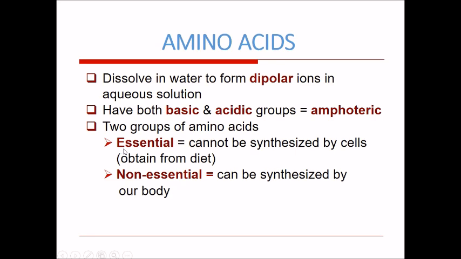The first one is essential amino acids. Essential amino acids refer to the amino acids that cannot be synthesized by the cell. However, we can obtain them from our diet, from our foods. Meanwhile, non-essential amino acids refer to the amino acids that can be produced by our body, not coming from the foods or from our diet.